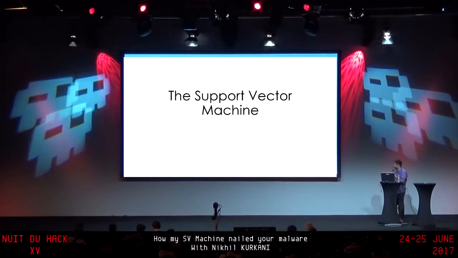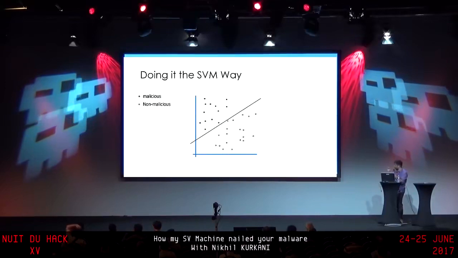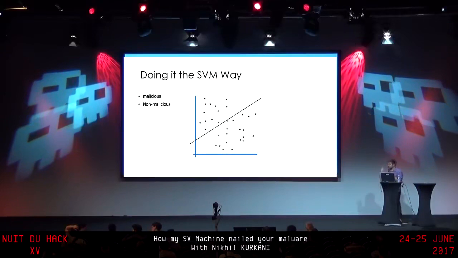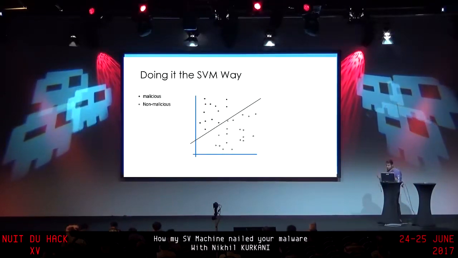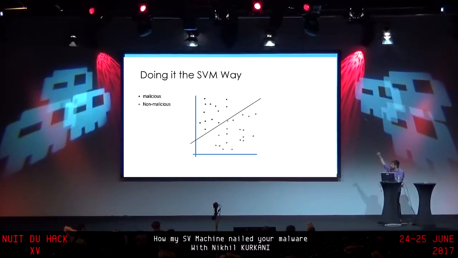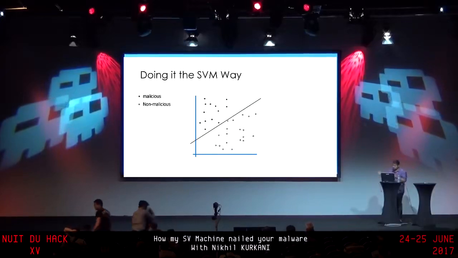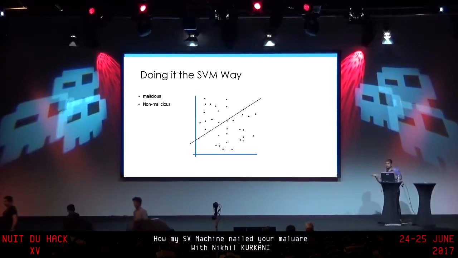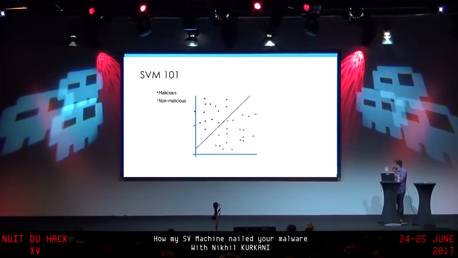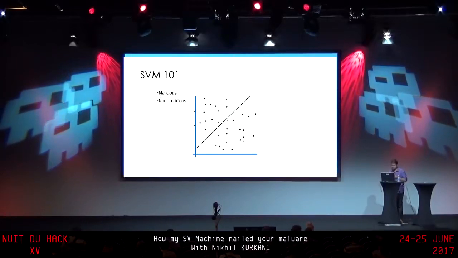Now, considering the support vector machine, which is like the hero in this scenario, we'll do it the SVM way. This is just a two-dimensional space that I'm showing here, wherein you could easily segregate the malicious ones on the top and the non-malicious ones on the bottom, and this plane cuts through, which basically classifies which is malicious and which is non-malicious. So this is SVM 101, very basic, for people who didn't know what exactly SVM is.